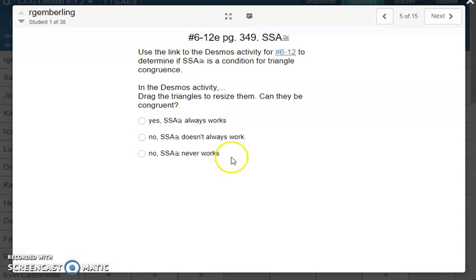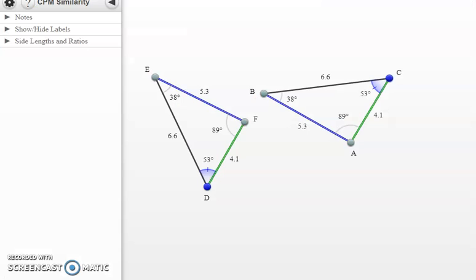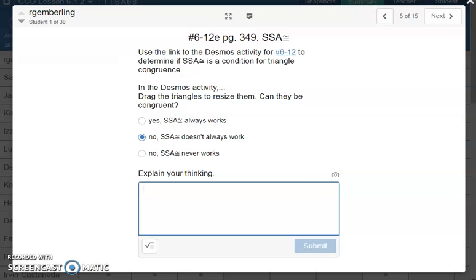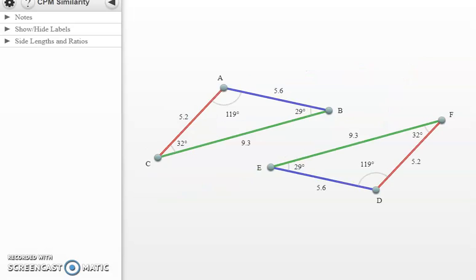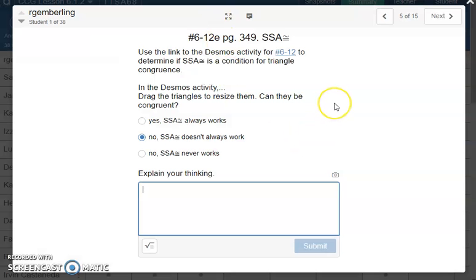So in this case here, it doesn't always work. And the reason why it doesn't always work is because it is possible to have that short side, long side, angle and get two different triangles. So a lot of this depends on the information you're given, and as long as you get that long side, short side, we're definitely looking at congruent triangles.